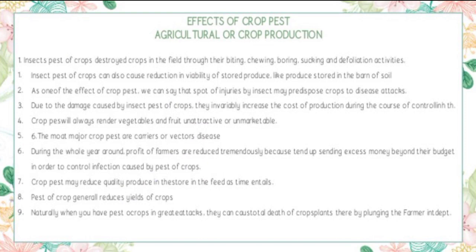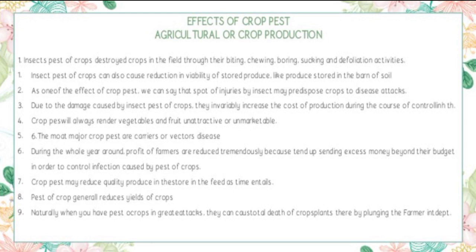Next are the effects of crop pests on agricultural or crop production. First, insect pests of crops destroy crops in the fields through their biting, chewing, boring, sucking, and defoliation activities. Also, insect pests of crops can cause reduction in viability of stored produce, like produce stored in the barn or soil. As one of the effects of crop pests, spotting of injuries by insects may predispose crops to disease attacks.